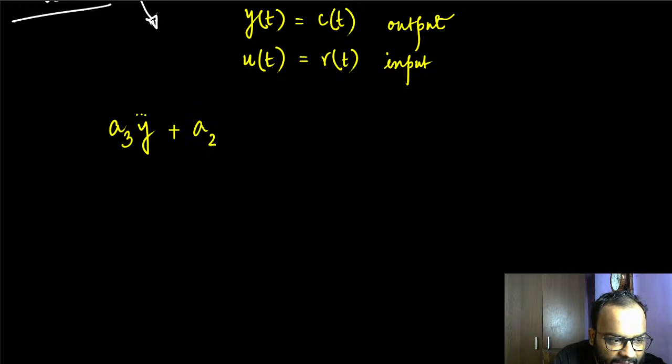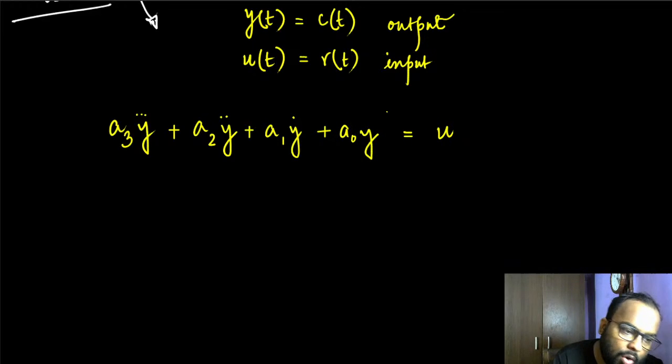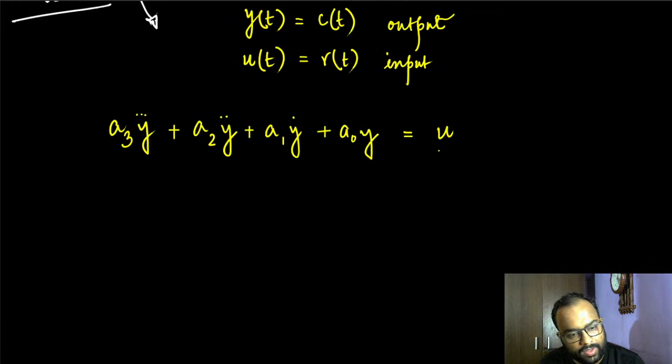Okay, then I have A2 y double dot, then I have A1 y dot, then I have A0 y. And on the right hand side I have u. Remember, all these are functions of time. u and y are functions of time. A0, A1, A2, A3 are not functions of time, but everything else is a function of time.